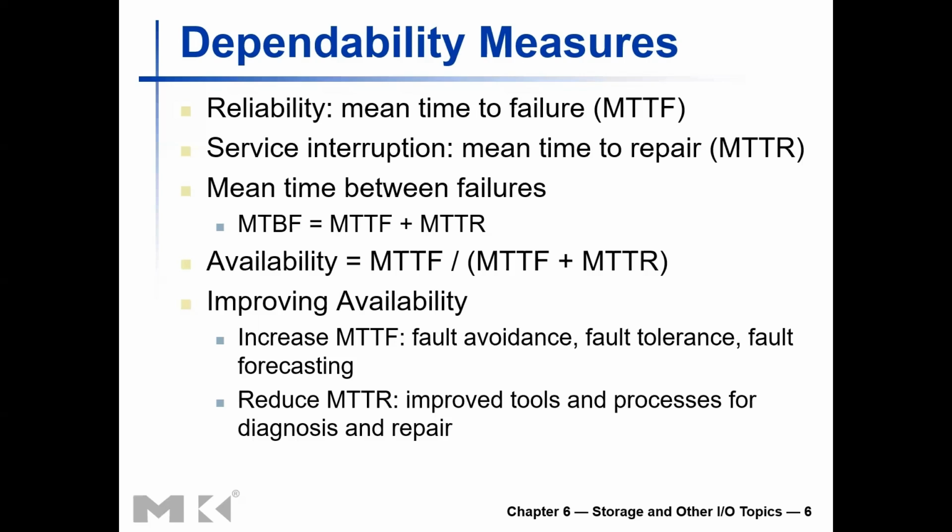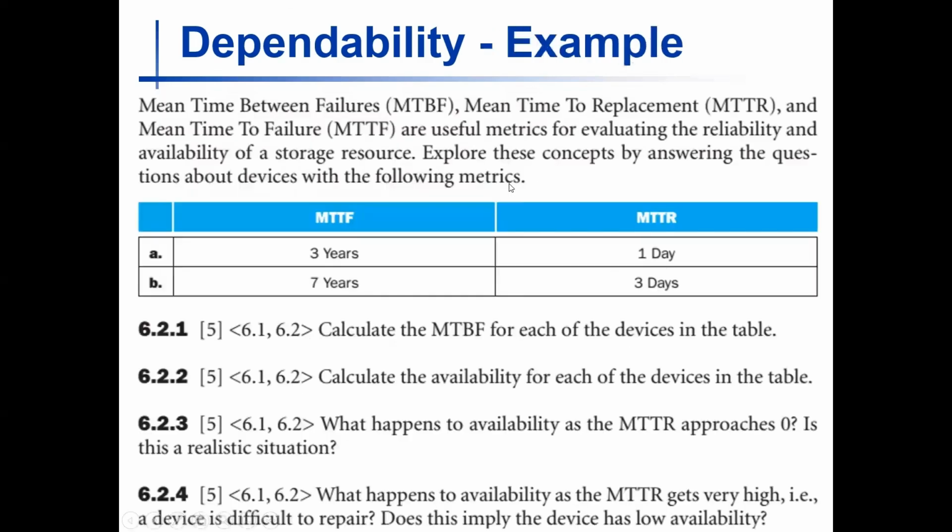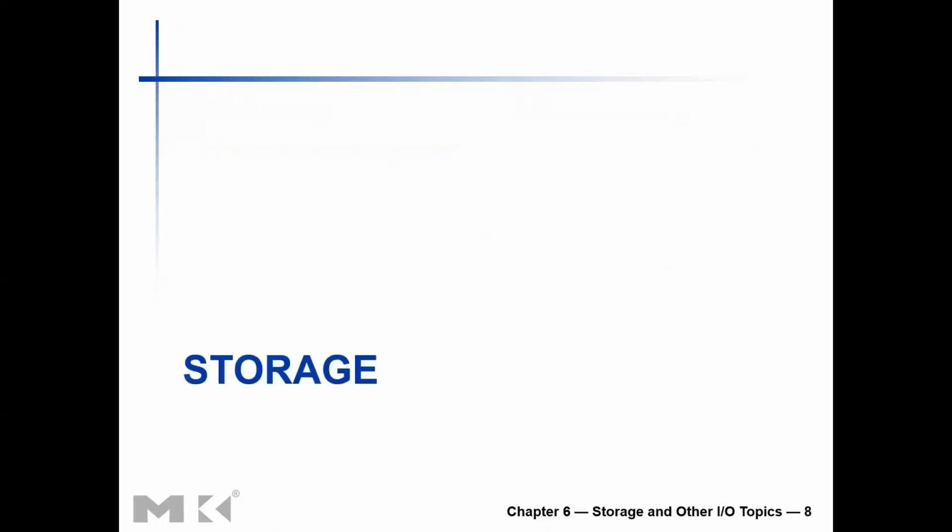And reduce the MTTR. So we are interested to reduce the mean time to repair. Make it fast to recover. Improve tools and processes for diagnosis and repair. And the example, we have it in the book and you can try. We have some values for MTTF and MTTR and based on that, we have some questions, right? So please try them. And storage.